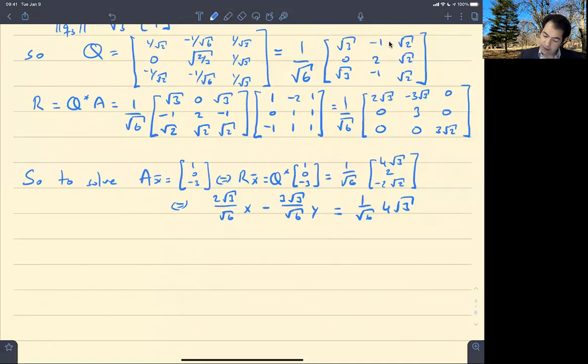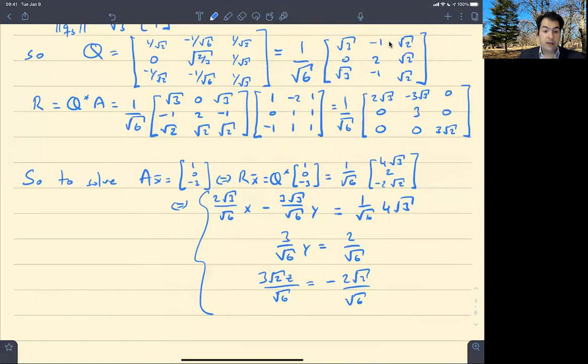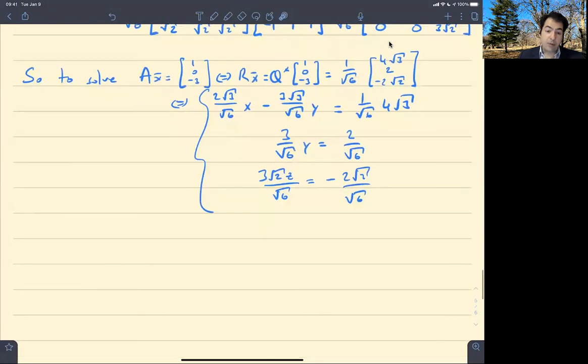From the second row, I get 3 over square root of 6 y is equal to 2 over square root of 6. And then from the last row, I get 3 square root of 2 z divided by the square root of 6 is equal to minus 2 square root of 2 divided by the square root of 6. So that's the system we want to solve. And because R is upper triangular, we can solve this by backward substitution, which means from the last equation, I'll find z. From the last two equations, I will find y. And then from the 3 equations, I will find x.